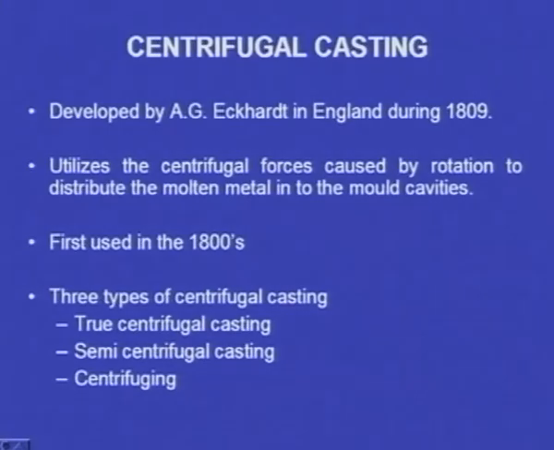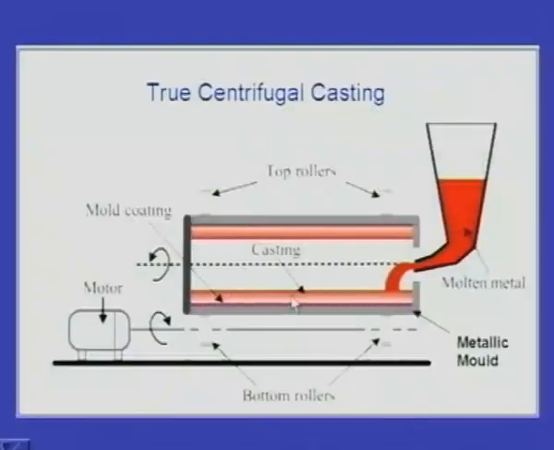There are three types of centrifugal casting. One is true centrifugal casting, second one semi-centrifugal casting, and the third one centrifuging. First let us see true centrifugal casting. So this is the diagram of the true centrifugal casting.